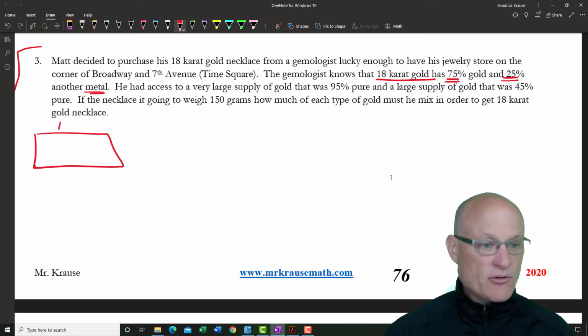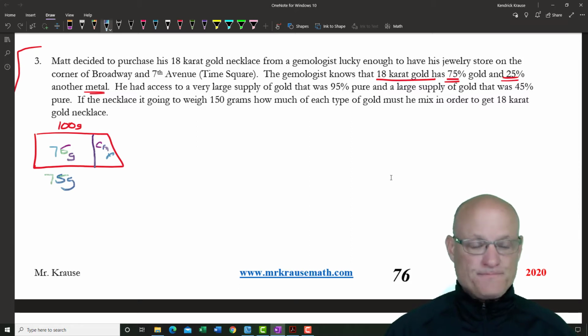Let's say it was 100 grams, just for fun. Well, what I would know then is 75% of this is gold, and then this is just crap. Whatever it is, it's just crap. So that means I'd have 75 grams of gold. So here's what we got.